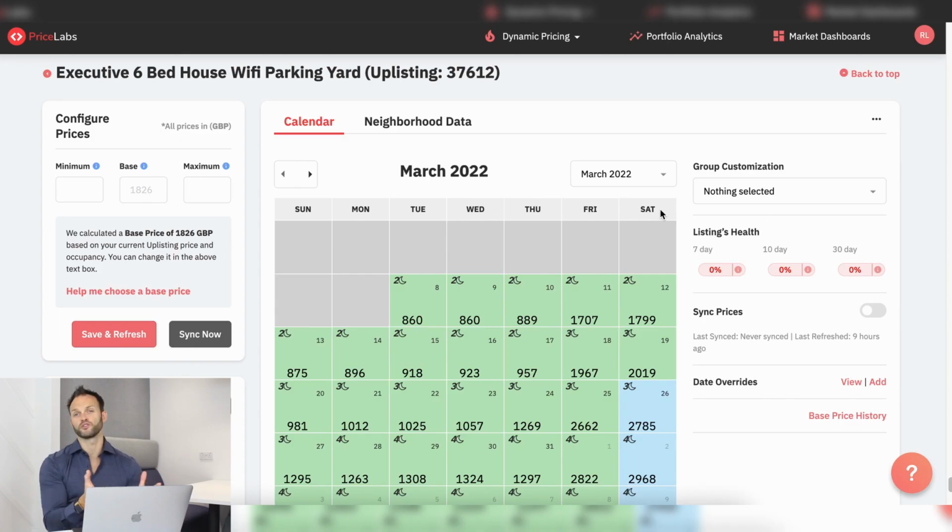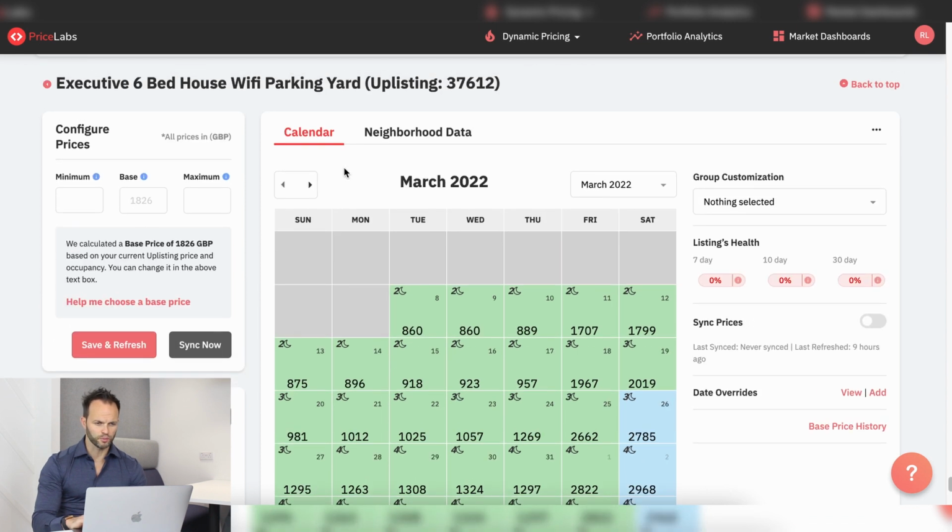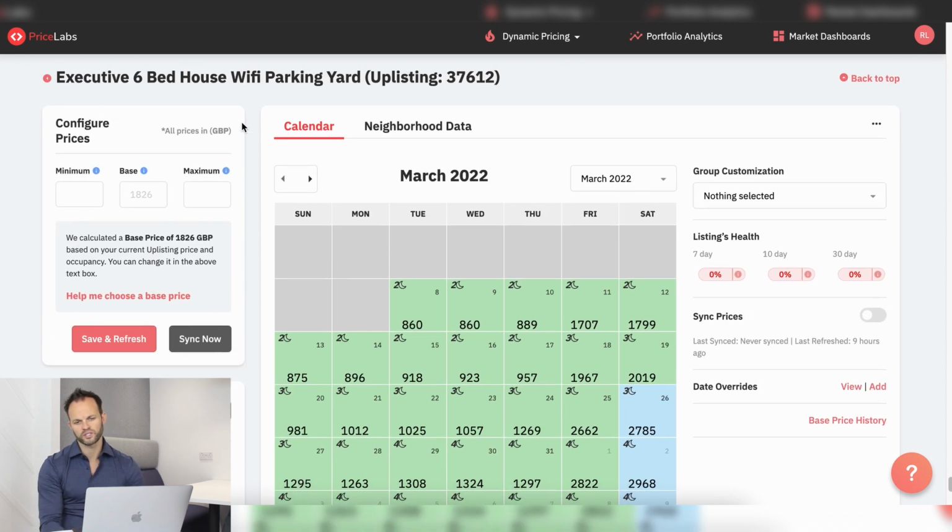I'm going to show you two things. One, how I choose the initial pricing for the property when it's first listed, and two, what we then do on an ongoing basis to manage that pricing. So first and foremost, I use PriceLabs. We are in the review pricing part of the platform right now, and I'm going to price this property, which is a 6-bed house down in Darlington.